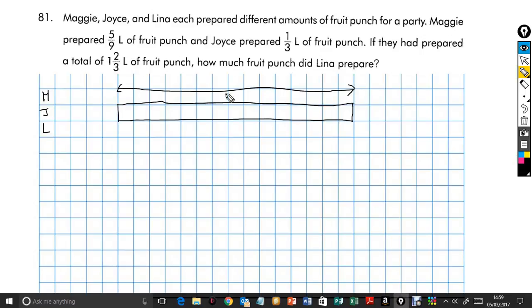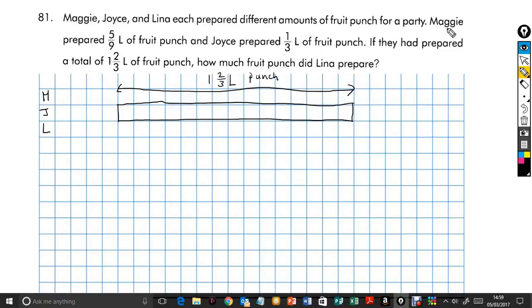Right, so the total amount that they made was 1 2/3 of a litre. Okay, that's the total value of this block here. That's all the punch that they made. I should maybe label it better. So that's the total value. Right, let's have a look.